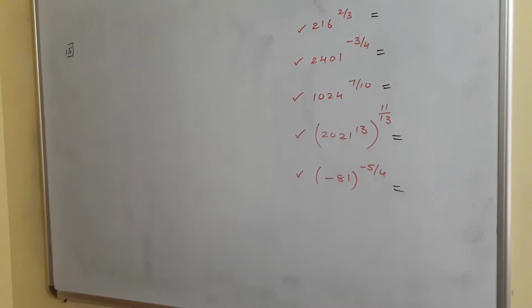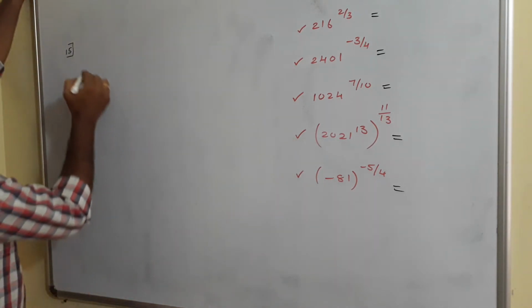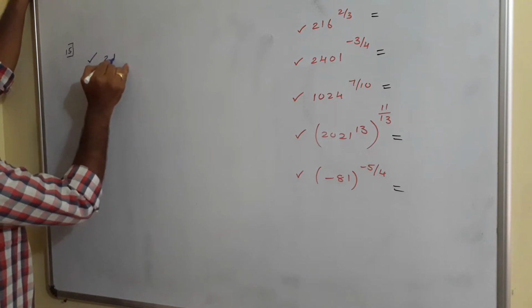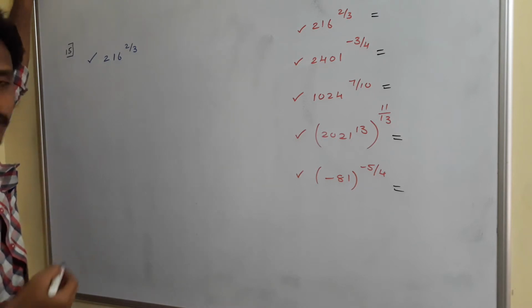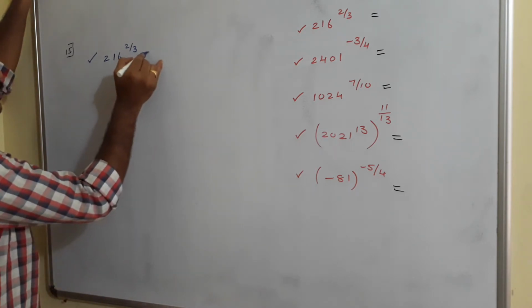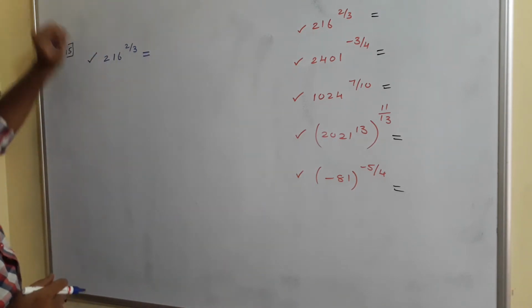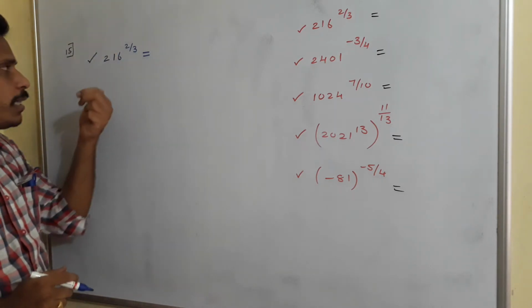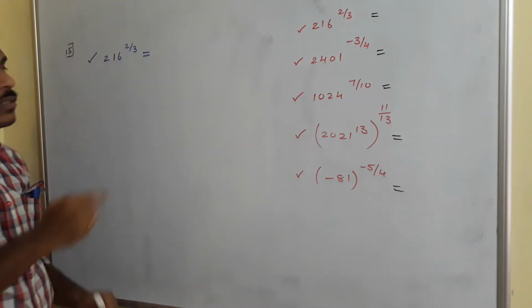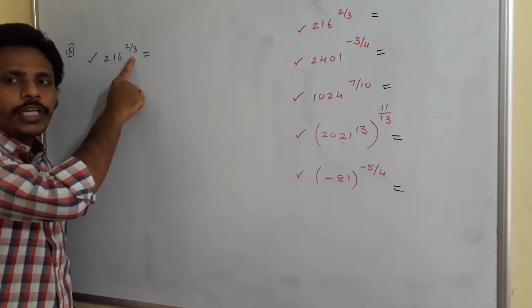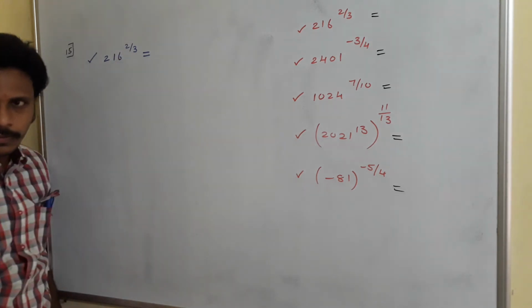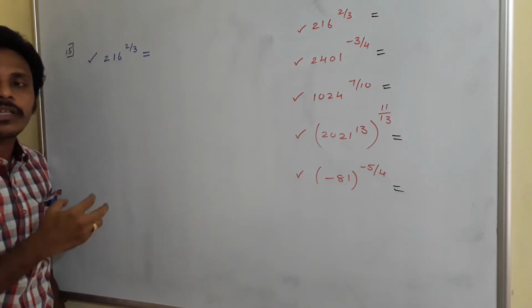Now, the next problems. Here I have 216 to the power 2 by 3. Think about the first one: 216 to the power 2 by 3. How to answer this? Very simple. The power is 2 by 3 and the base is 216. Since the power is 2 by 3, the denominator is 3. You need to think about this 216 as an exponent with power 3.